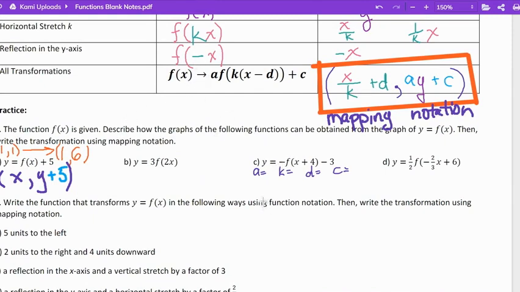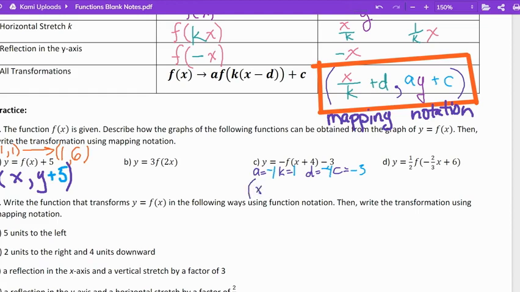For the mapping notation, yes. Wouldn't it be negative except +2? Or no, because this is it, Mustafa. The negative is part of the formula. So if you have x minus 3, the x minus is part of the formula, so the 3 is positive. Okay, k is 1, d is -4, c is -3. Okay, so what is the mapping notation? Let's just plug in these numbers into this formula.